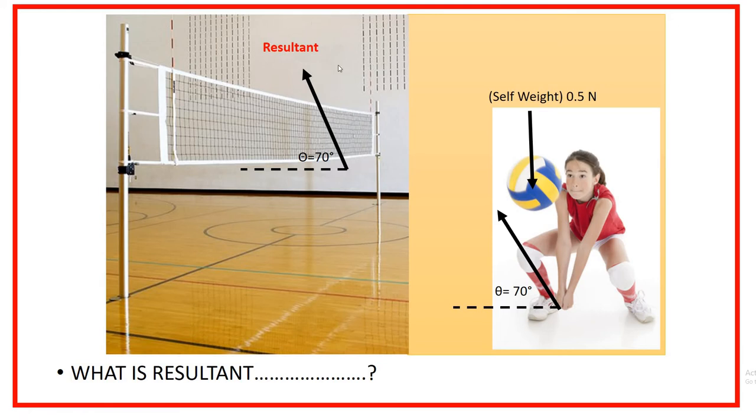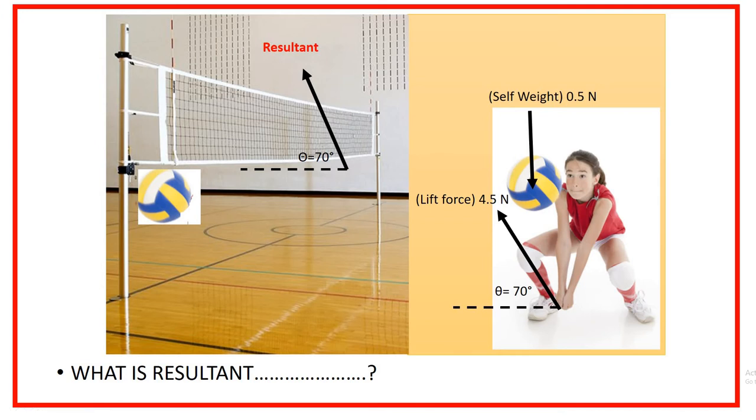And the resultant is a single force, right? Resultant is a single force. And where should it be? That should be over here, right? So what have we done? We have replaced these two forces, the self-weight of the ball as well as the lift force, with a single resultant in such a way that this ball grounds on the other team's court, right? So this is about the resultant.